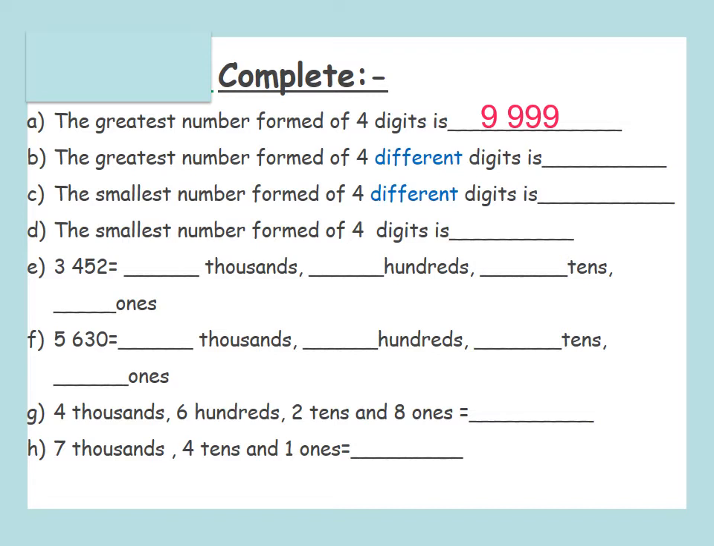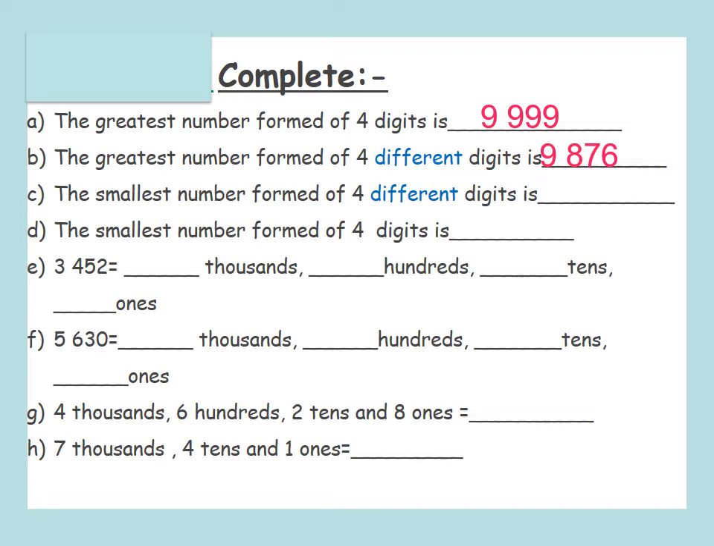Okay, then the greatest number formed of 4 different digits. Here we want different digits, so we'll start with 9. Then the biggest number before 9, which is 8. Then the biggest number before 8, 7, and 6, and so on up to 4 digits. So our number will be 9876.